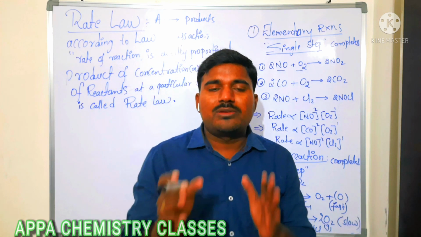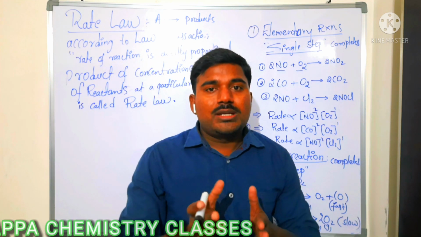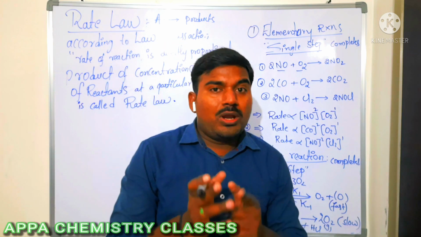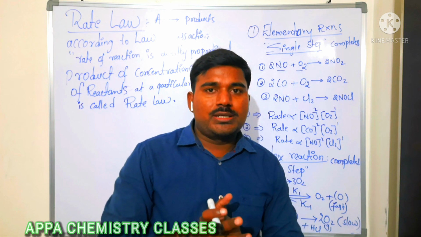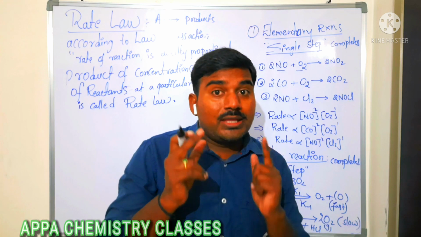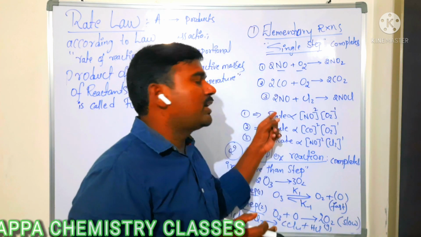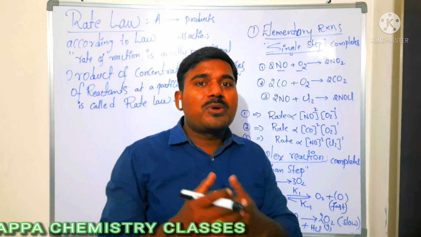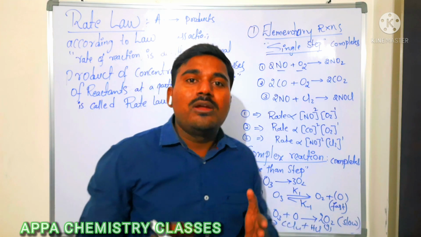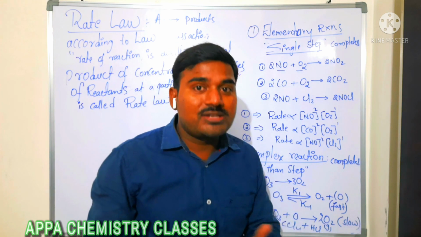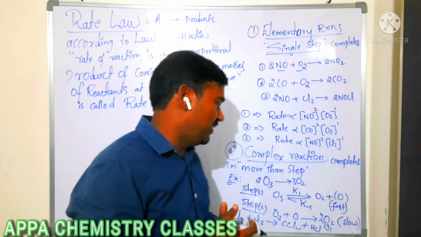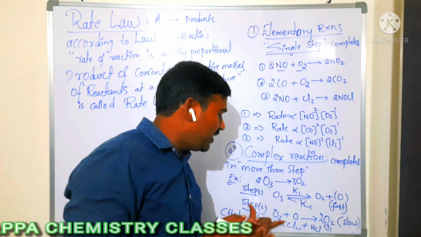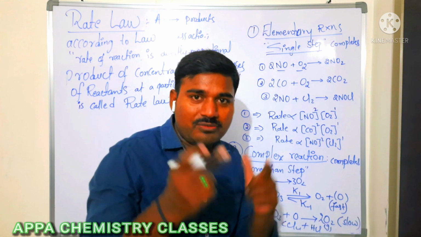Just remember that whenever they are saying elementary reaction, in that case the rate is directly proportional to the molar concentration or active masses of reactants, the product of active masses of reactants raised to the power of their coefficients. By seeing the chemical equation we can write. But in case of complex reaction, it is not possible to write like that. On which step will the rate of reaction depend? It is not possible to identify directly. So the rate of reaction mainly depends on the slowest step of a complex reaction.